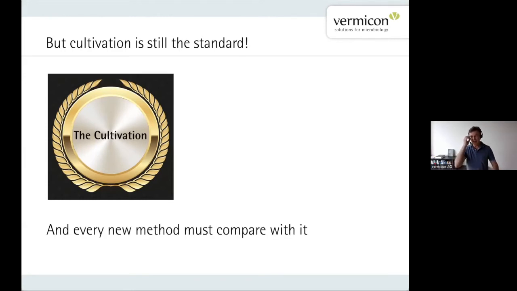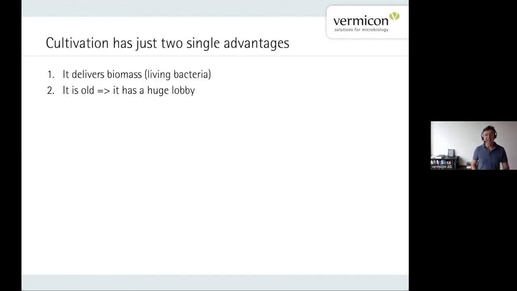And imagine now you have the cultivation at a, I would say, quality level here, and you have a new method which is really, really better. But the better the method is, the more difficult it is to compare it with the cultivation, of course. And if it's not possible to compare it, the new method has no chance to be an alternative for cultivation. And I would say, this is really crazy. And I would say cultivation has just two single advantages.